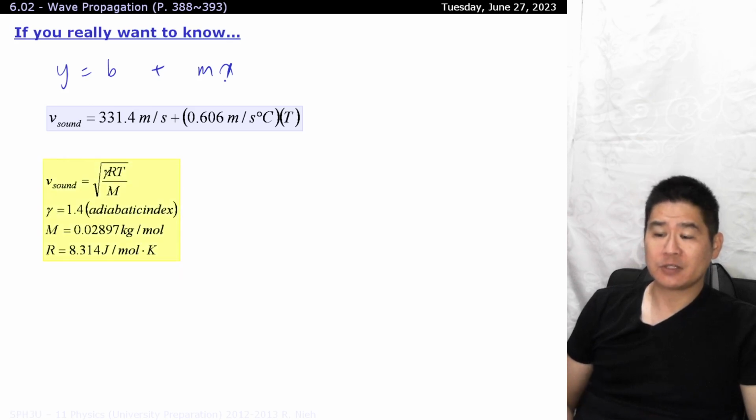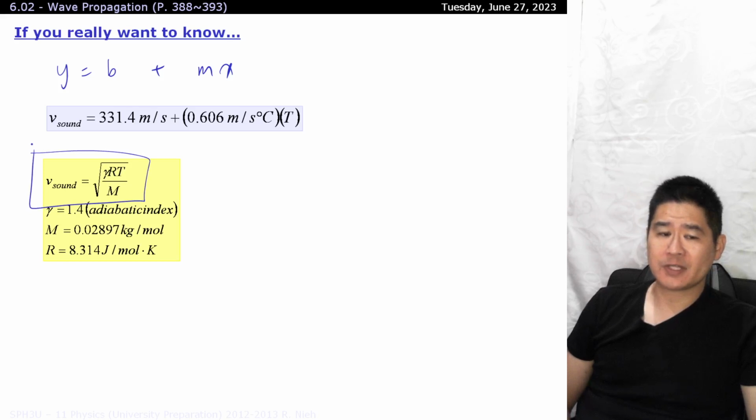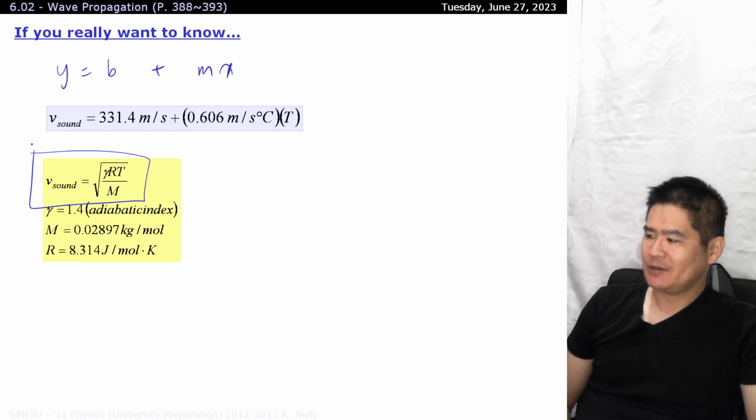In fact, this is the real formula that you'll see in first year university. The speed of sound is equal to the square root of the adiabatic index of the air times the, I forgot that constant. It's the chemistry constant, the R constant. I can't remember, of gases. It's the standard gas constant. Times temperature measured in Kelvin.